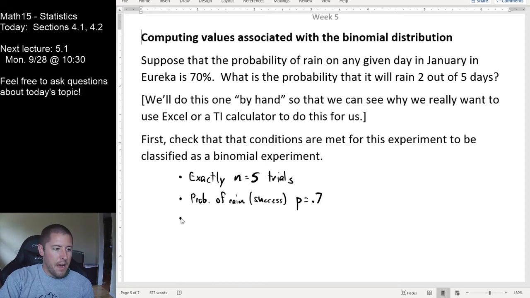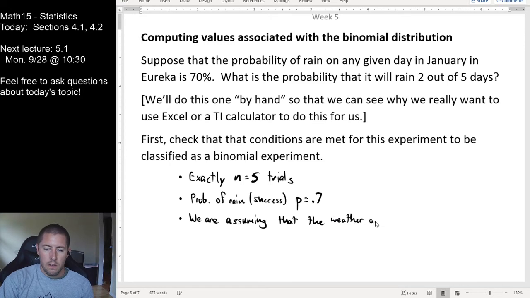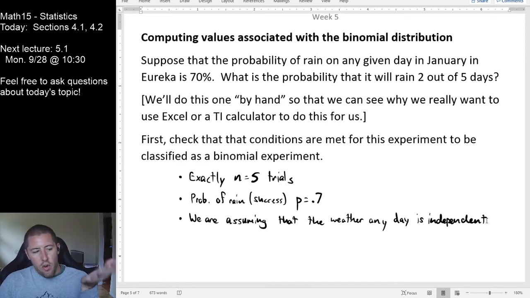And finally, the thing that's really important about this one here is we are assuming that the weather of any day is independent of any other day. So what that means here is we're making the assumption, if we want to use the binomial distribution, that, for example, just because it's raining today does not necessarily give us a greater probability that it's raining tomorrow, which may or may not be the case.